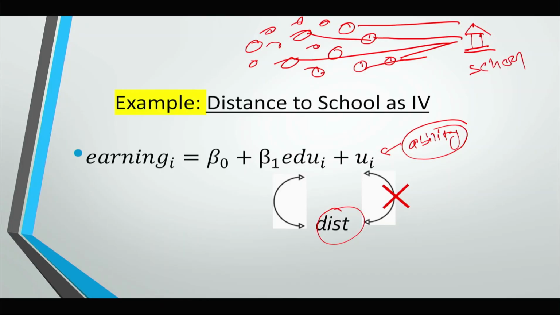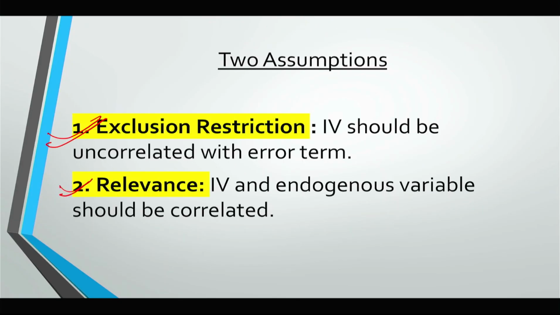Okay, so that's why we can argue that distance and the error term are not correlated. So how about education and distance? The next one is relevance, which is another assumption.